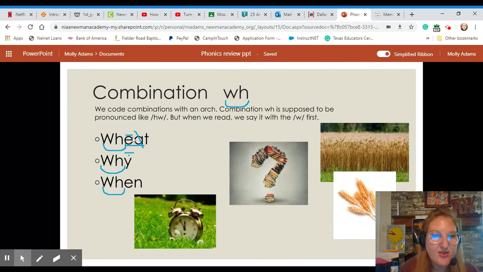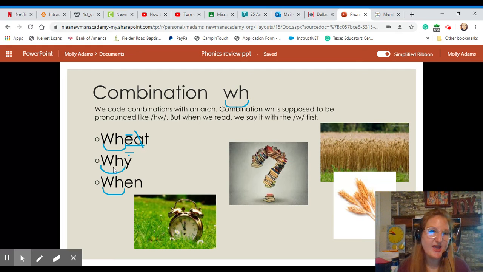And so on wheat, the A isn't saying anything. So we have to cross it out to remind us that it doesn't say a sound. And then we put a macron above the E because it makes the long E sound. Let's say the word wheat. And I put a picture over here on the right of some wheat growing in the grass. Wheat is the plant that we use, it's a grain that we use to make bread. We wouldn't have pizza if we didn't have wheat, the crust of the pizza.